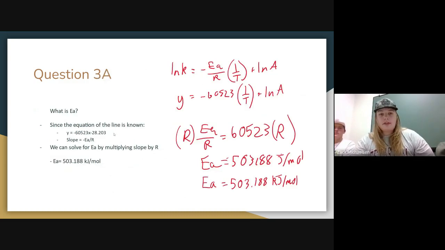What is activation energy? Since the equation of the line is y equals negative 60,523 x minus 28.203, and we know that slope equals negative activation energy over R, we can solve for activation energy by multiplying the slope by the R constant, giving us an activation energy of 503.188 kilojoules per mole.